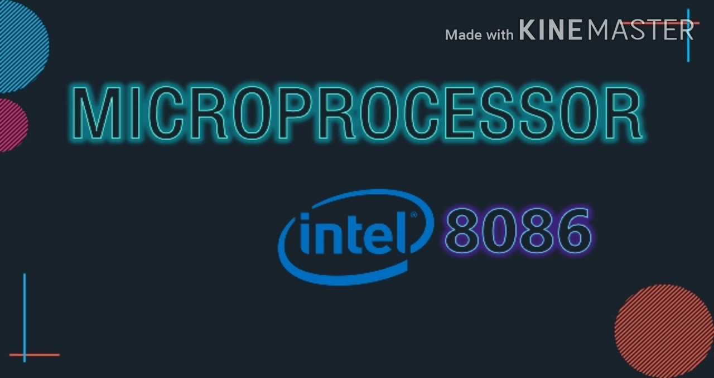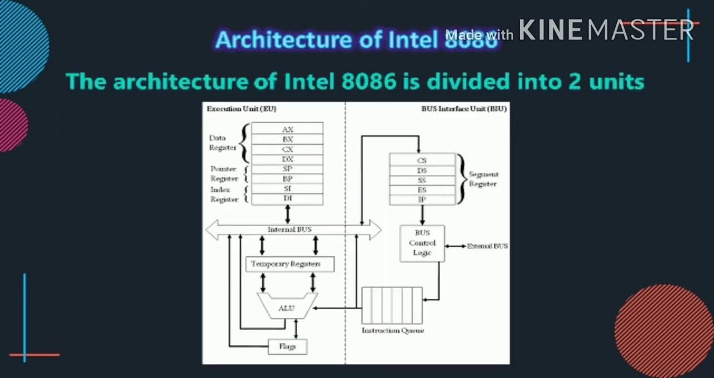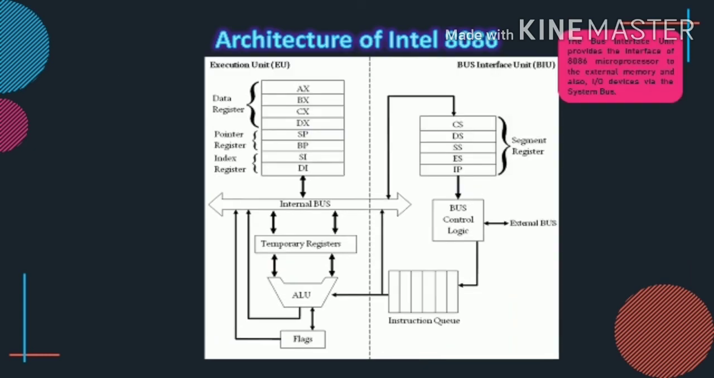Just now, we have heard about the overall of the microprocessor. So now, we will go to the architecture. The architecture of Intel 8086 is divided into 2 units, which are the bus interface unit and also the execution unit. First, the bus interface unit. The bus interface unit provides the interface of the 8086 microprocessor to the external memory and also input and output devices via the system bus.